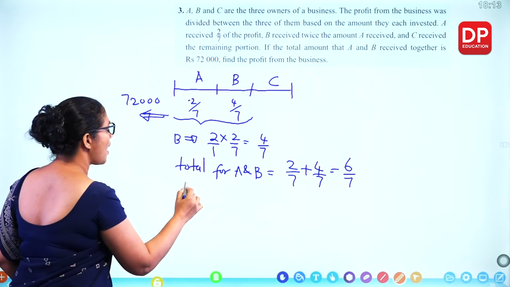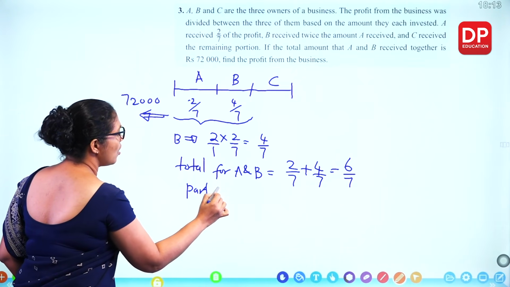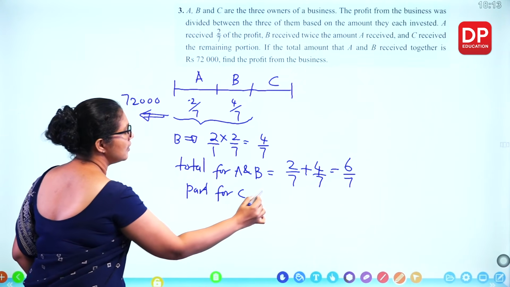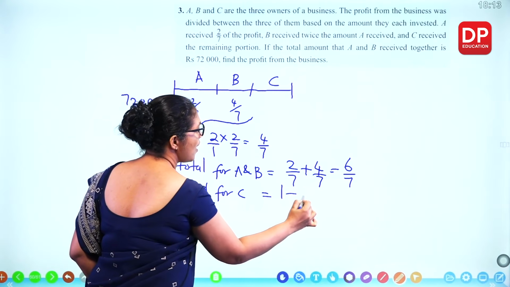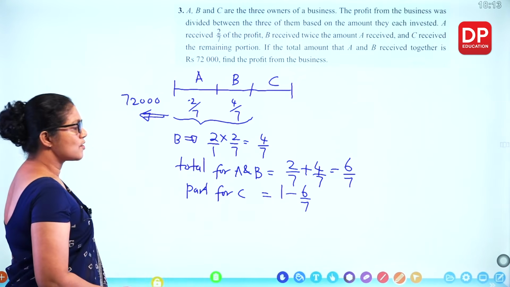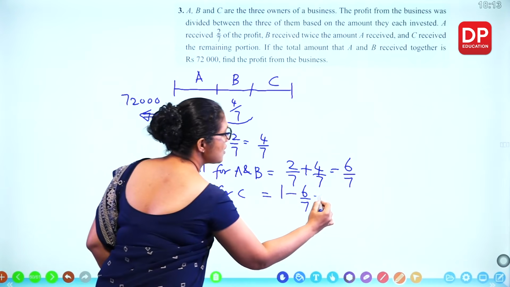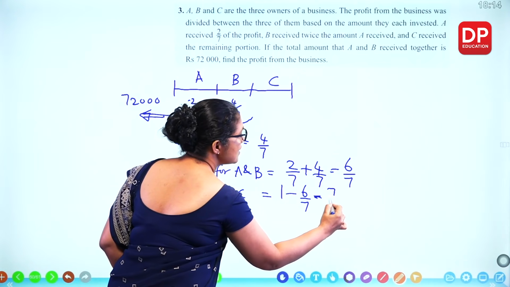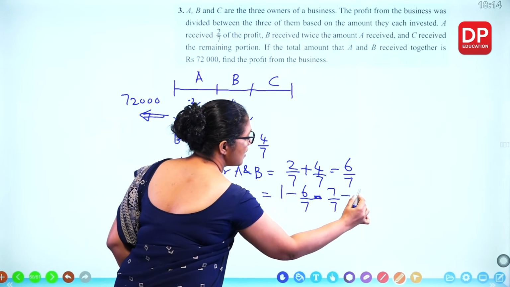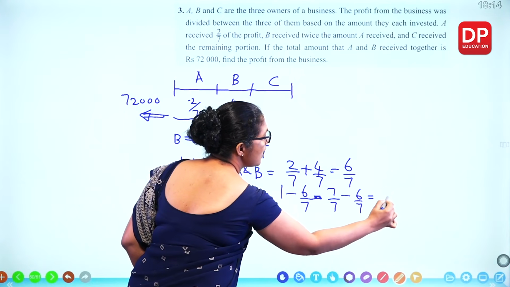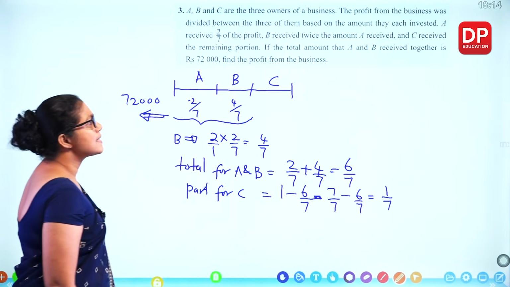So what is the part for C? We know the full part is 1. 1 minus 6 over 7. 1 is what? You can rewrite it as 7 over 7. And subtract, you get 1 over 7 for C.